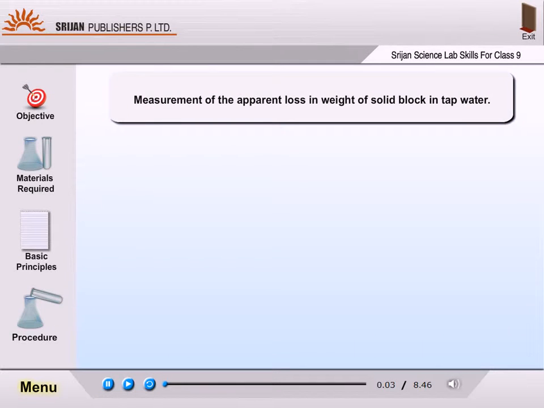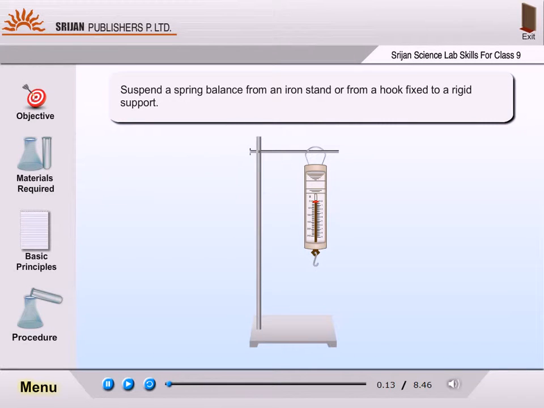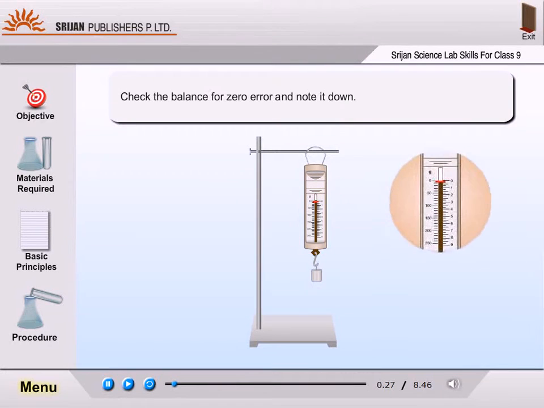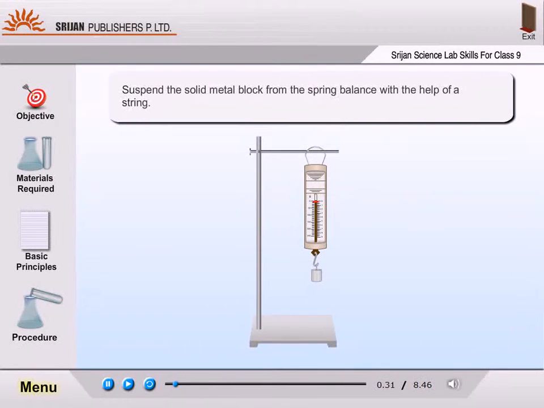Procedure. Measurement of the apparent loss in weight of solid block in tap water. Suspend a spring balance from an iron stand or from a hook fixed to a rigid support. Check the balance for zero error and note it down. Suspend the solid metal block from the spring balance with the help of a string.